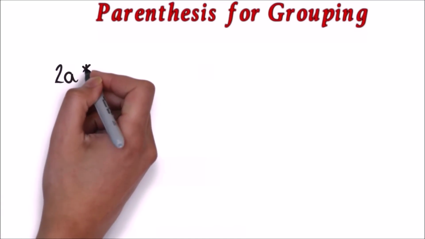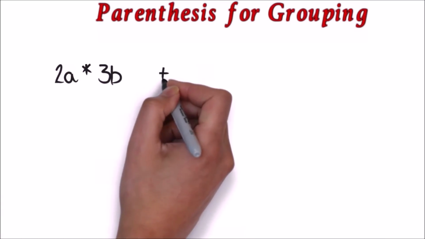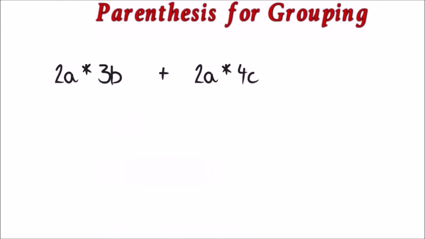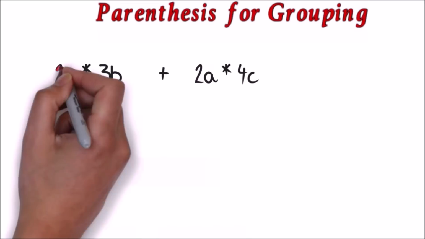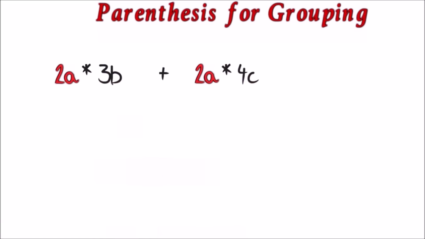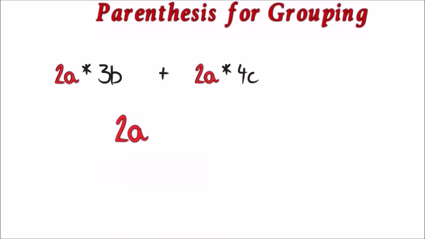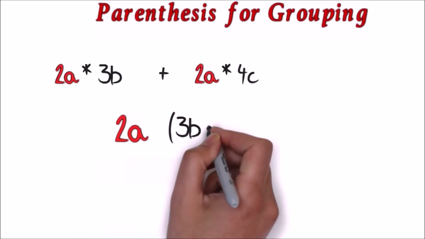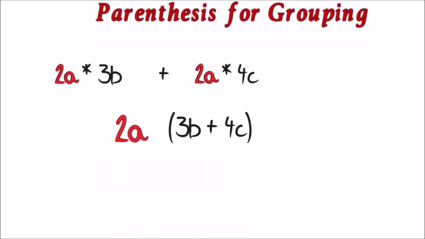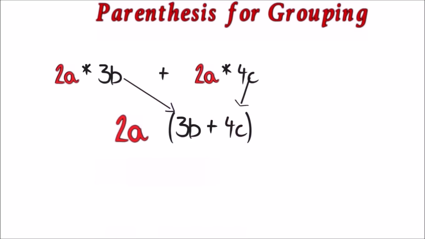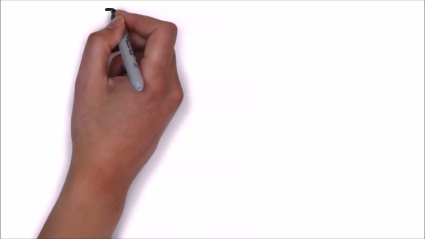Let's say we have 2a times 3b plus 2a times 4c. Notice we have 2a in both terms. We can rewrite it as 2a times, in parentheses, 3b plus 4c. Here, we bring the common thing out and the uncommon thing inside the parentheses. Let's look at some examples.